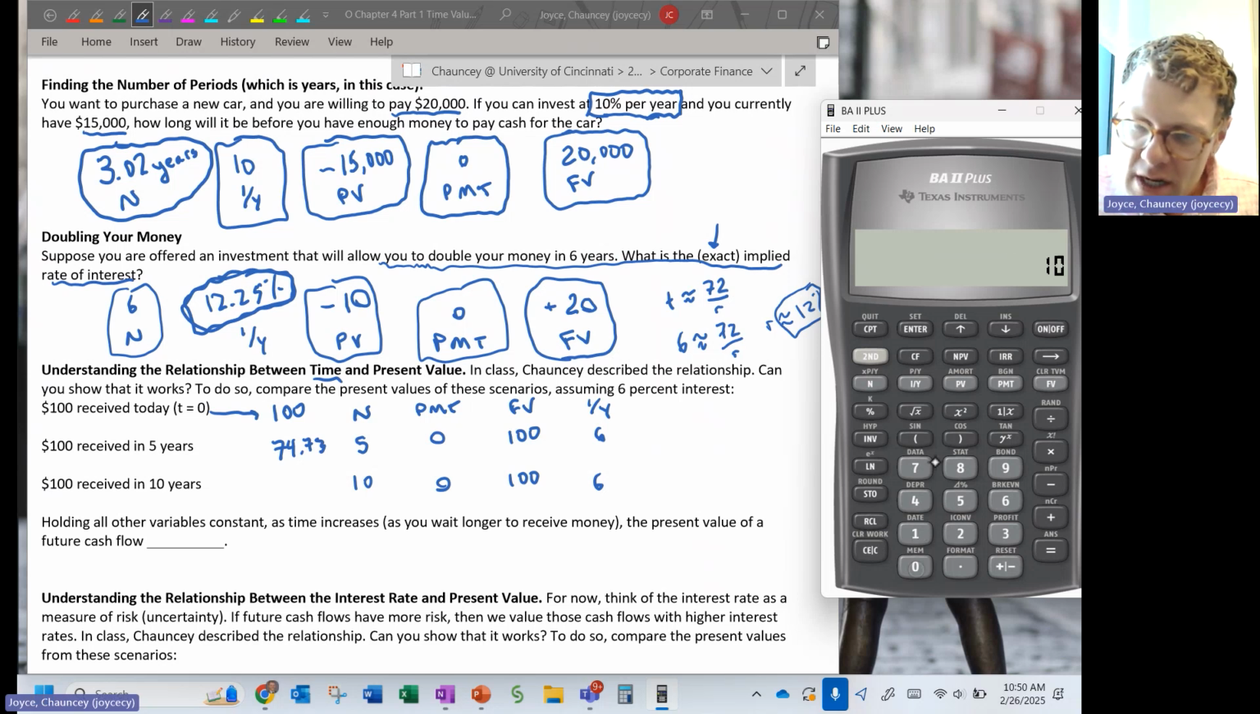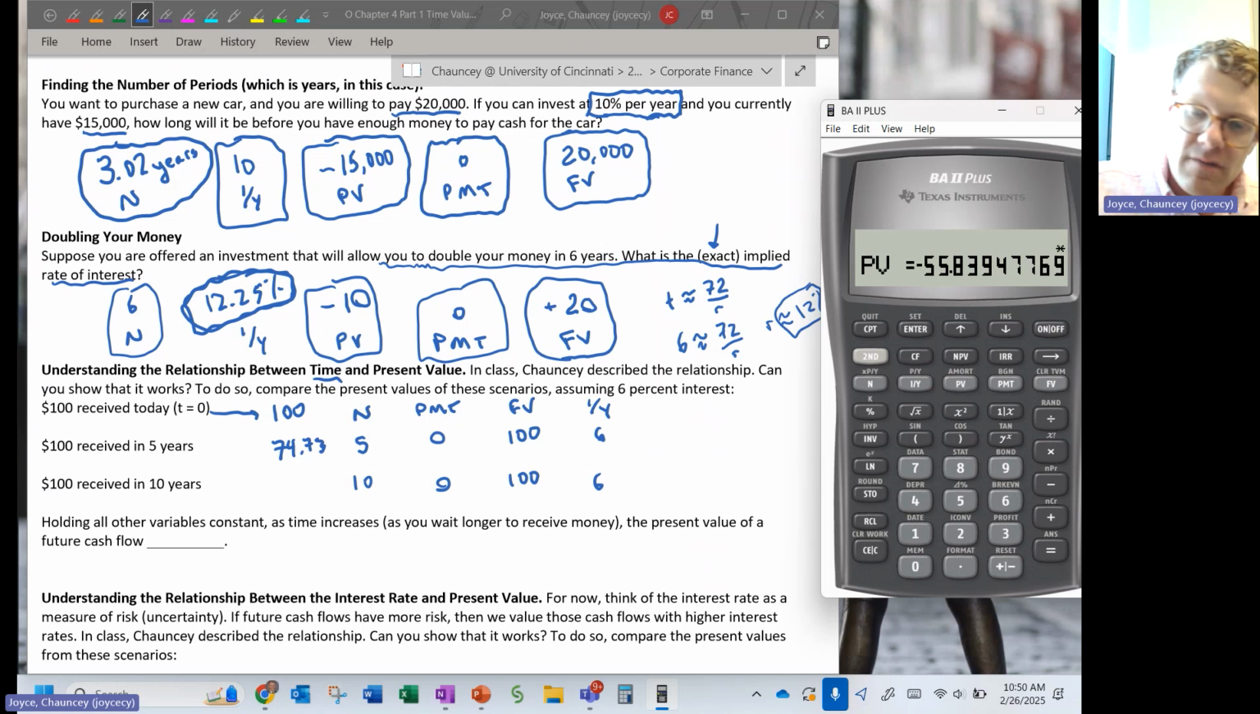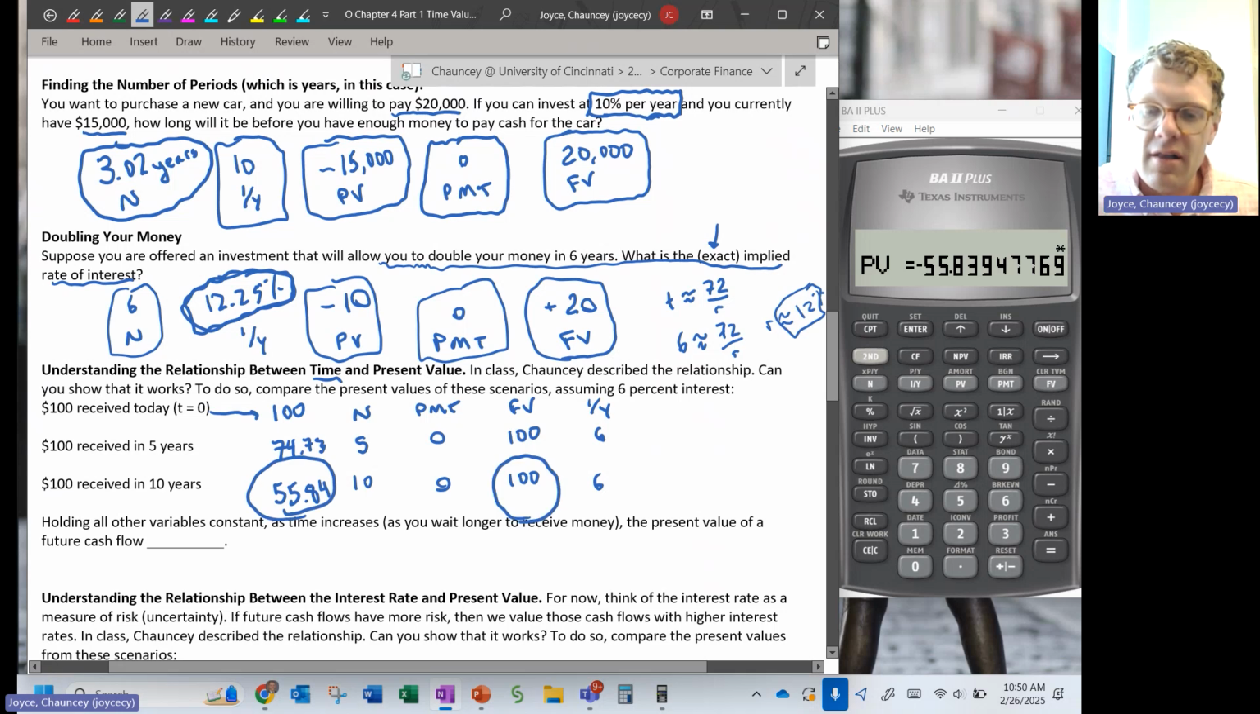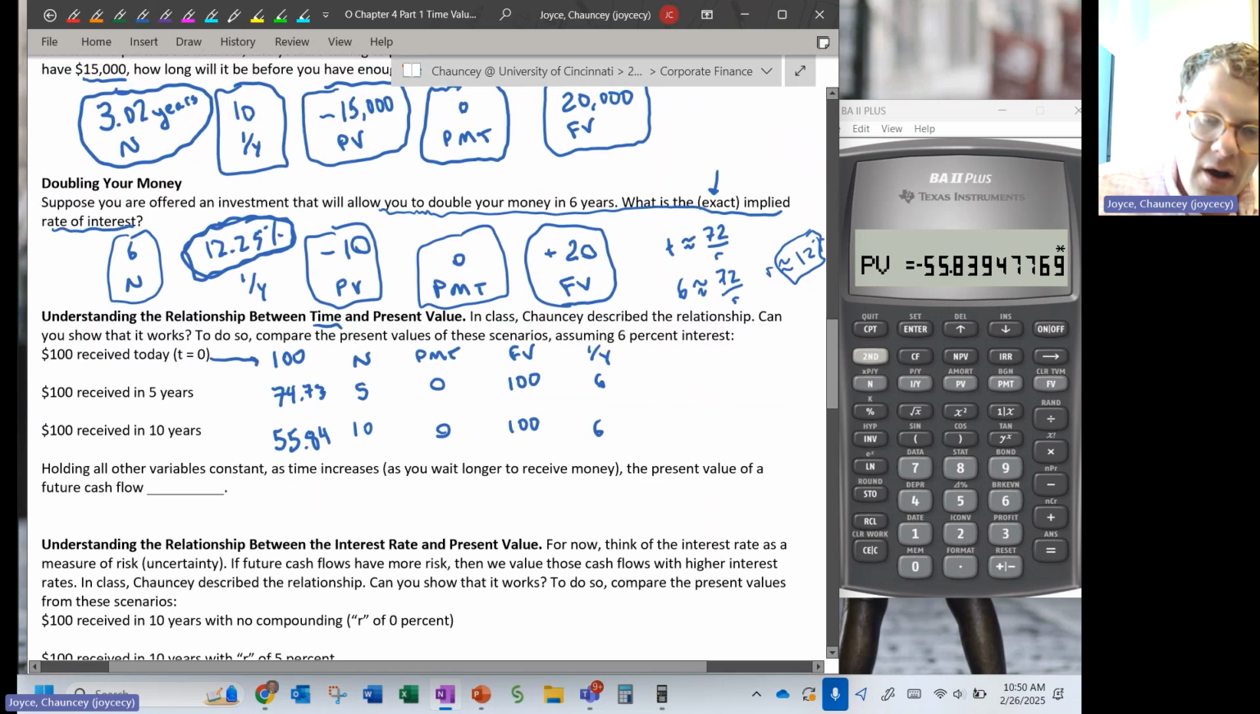Next, all we need to do is change the time to 10. So 10, then n, and compute your present value. The rest of the numbers will stay in there. This is saying you'd have to pay $55.84 today with the expectation of having an investment return $100 in 10 years. So some of you may have thought about this from a formulaic standpoint.